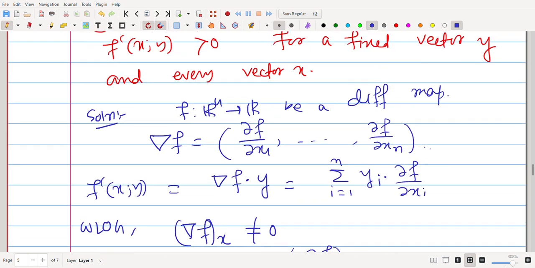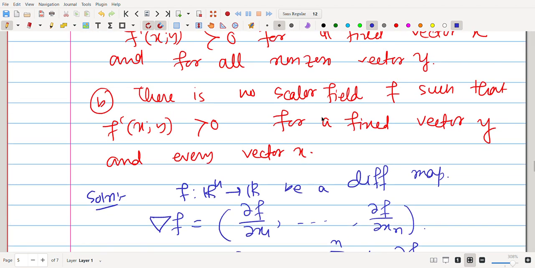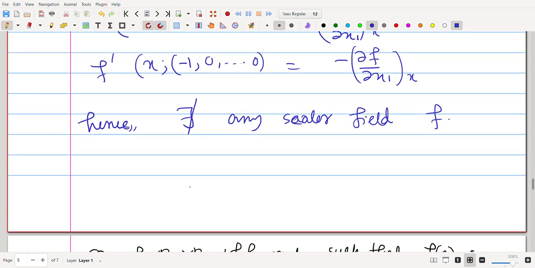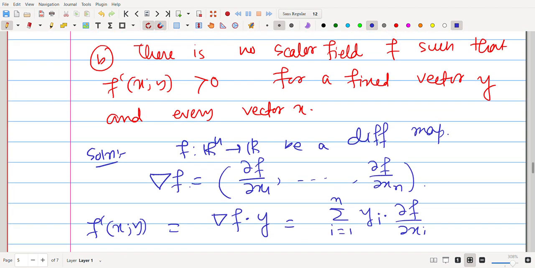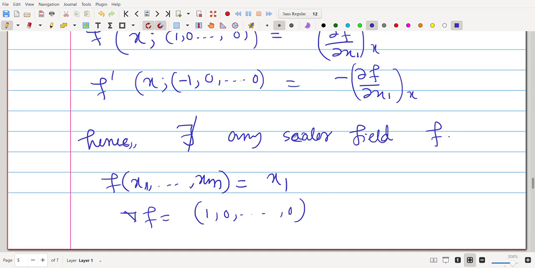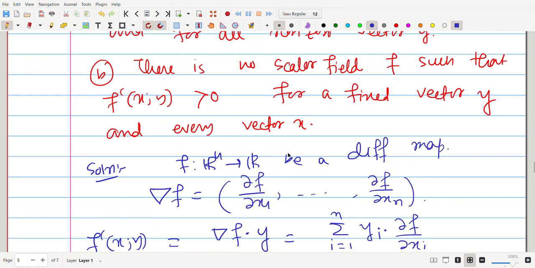Okay. And for the second part, you can also do something like that, that there is a scalar field f such that for a fixed vector y and every vector x. So you can take, say, the projection map f of x equal to x1. That means for every vector x, the gradient of f is basically (1, 0, 0, 0), okay.